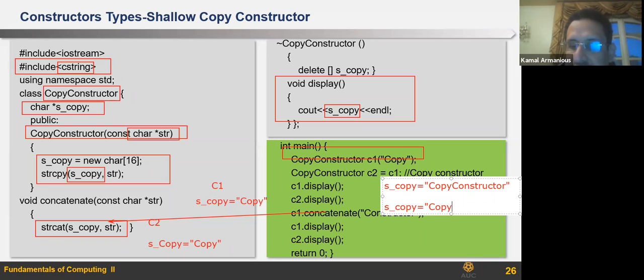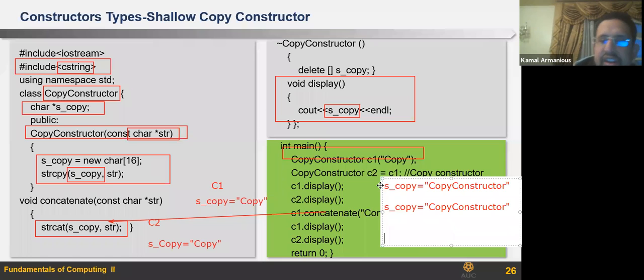In the shallow copy constructor, if an object changes the value of s_copy, the other one will be automatically changed. Why, everyone? They are both sharing the same memory location. Okay. So what if we make C2 dot concatenate? Stay with me, Ibrahim.